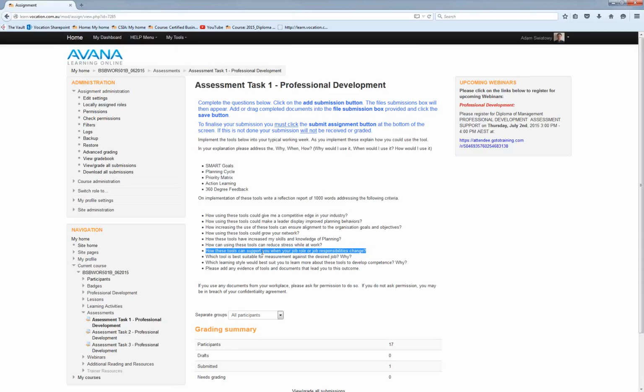You don't want to miss anything, you want to make sure you've done a great job. It'll look really good for you if you do a really good job, so it's quite important. How can these tools help you? Okay, which tool is best suitable for measurement against, it just says here desired job, but that should actually say desired job standard. What this question is actually asking is which tool will help you to measure, and I'll try and update this beforehand, which tool will be suitable for helping you measure yourself against your own job standards.